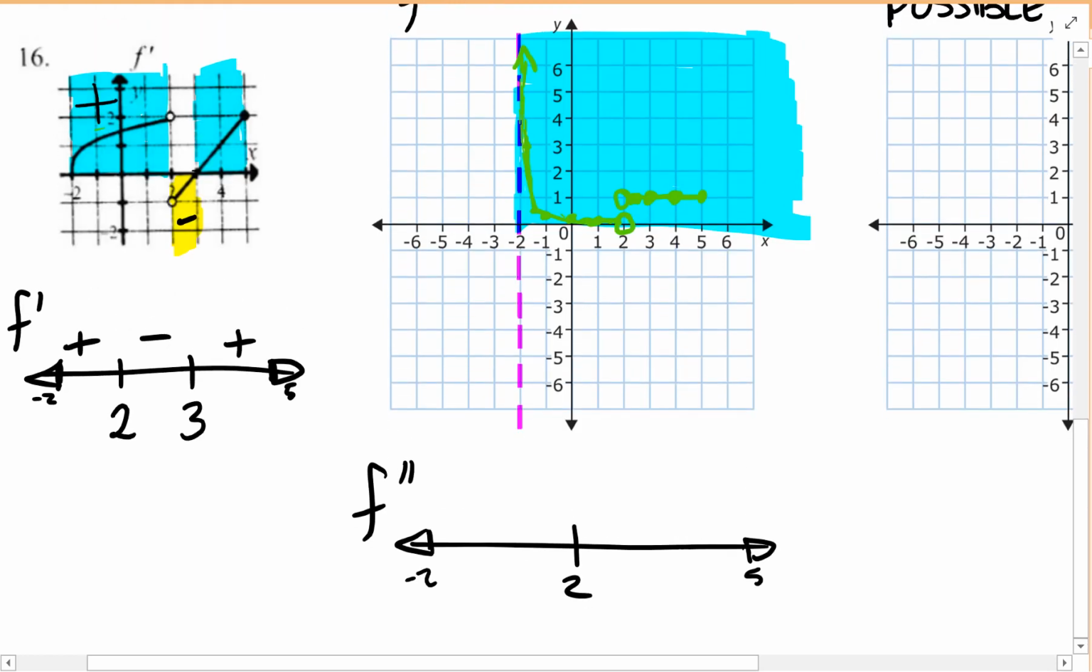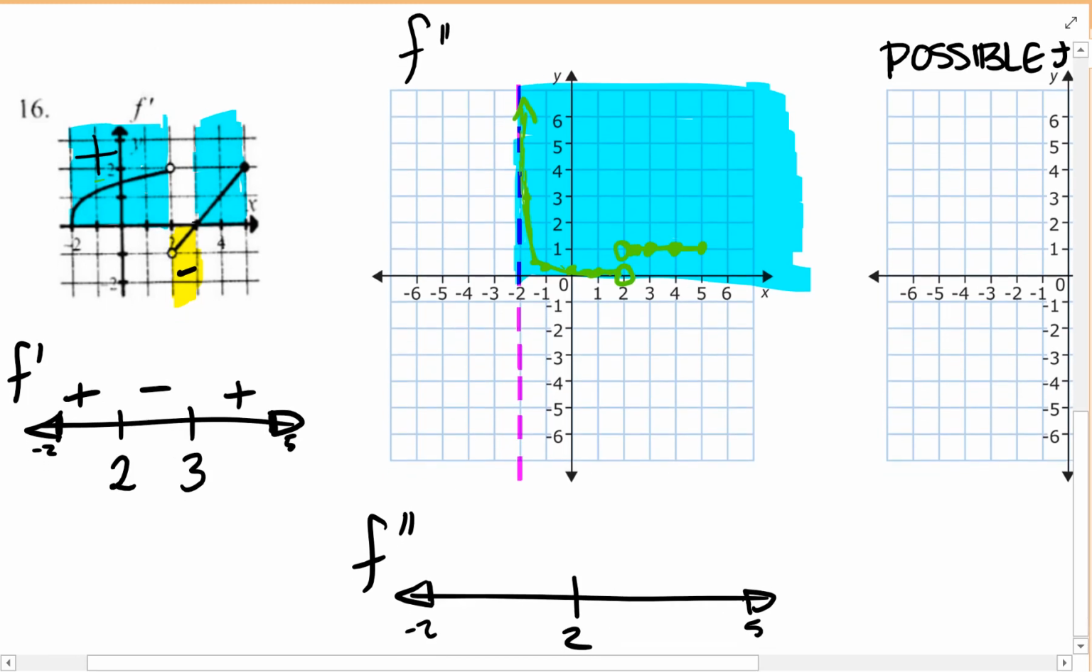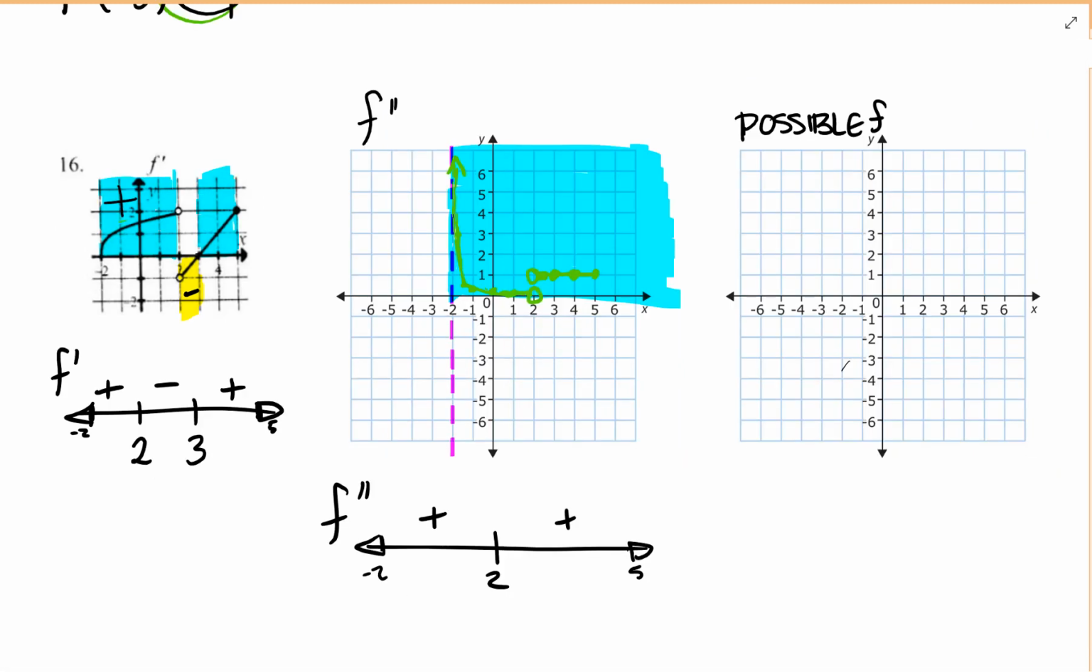But the entire graph of f prime prime is above the x-axis, meaning all its y values are positive, meaning the f prime prime values are positive in this interval and positive in this interval, so f will be concave up between -2 and 2 and between 2 and 5. F prime gives us intervals of increasing and decreasing for f and possible relative extrema.